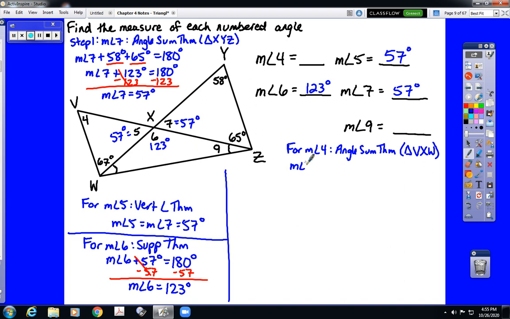So we can say the measure of angle 4 plus the measure of angle 5, which is 57 degrees, plus the measure of angle VWX, which is marked as being 67 degrees, equals 180. Add like terms, 57 and 67 together, giving us the measure of angle 4 plus 124 degrees equals 180. Subtract 124 from each side, gives us 56 degrees for the measure of angle 4.